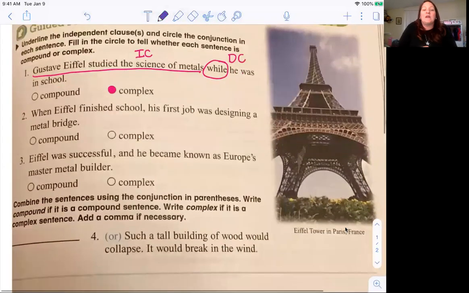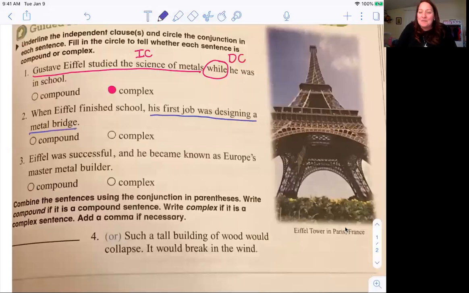Number 2, when Eiffel finished school, his first job was designing a metal bridge. Which part of this sentence is independent? What do you think? I'll give you a clue. There's only one independent clause in the sentence. And for those of you paying attention, that means it's a certain type of sentence if there's only one independent clause. Let's see. If you said his first job was designing a metal bridge, you are correct. Because my subject is job, and my verb phrase is was designing, okay?